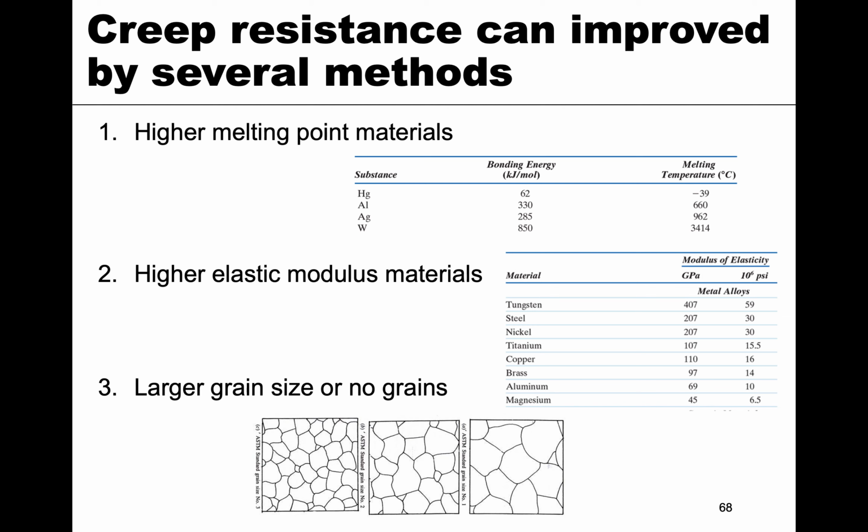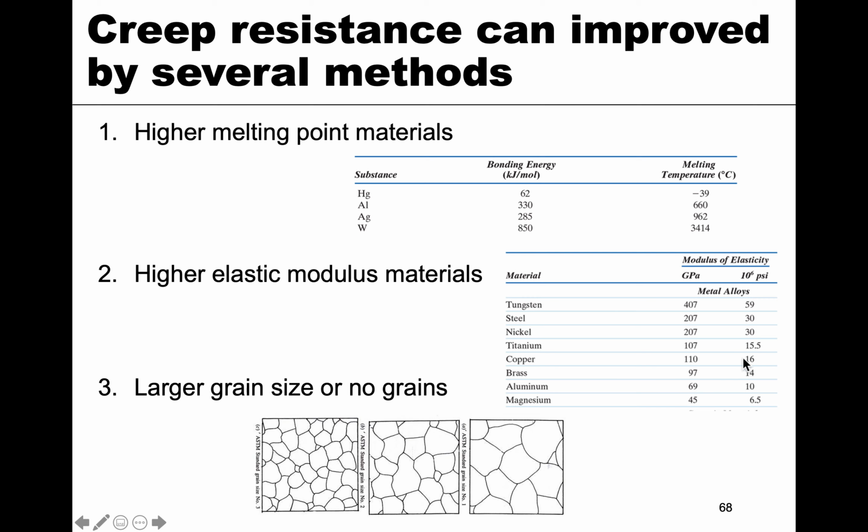Additionally, you want to look for high elastic modulus materials. So far, when we talked about resistance to plastic deformation, we're looking at yield strength or even tensile strength. But here, for creep resistance, you want to look more at what we call rigid materials generally, those with high modulus.